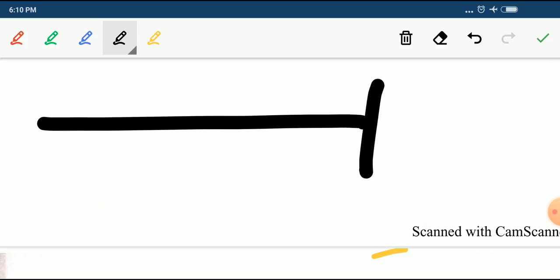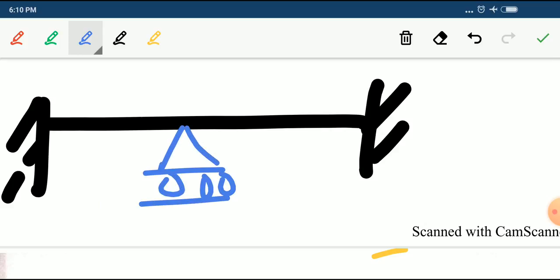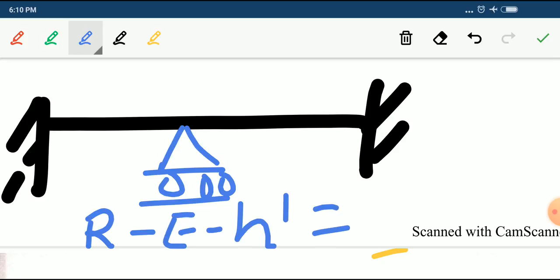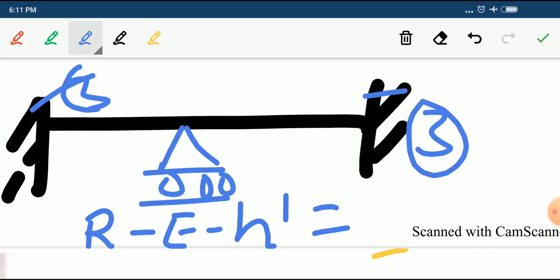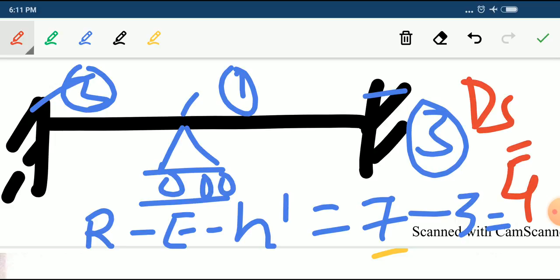So this is the beam, one more beam I will take. Again I will give a roller here. So you tell me fast, you do this one, that is R minus E minus H dash. Number of reactions: both ends are fixed, means here 3 and here 3, and the roller means only one reaction, so total number of reactions are 7. Minus equilibrium equations, which are 3. Is there any internal hinge? No, there is no internal hinge. So finally I am getting the answer, DS for this beam will be equal to 4.